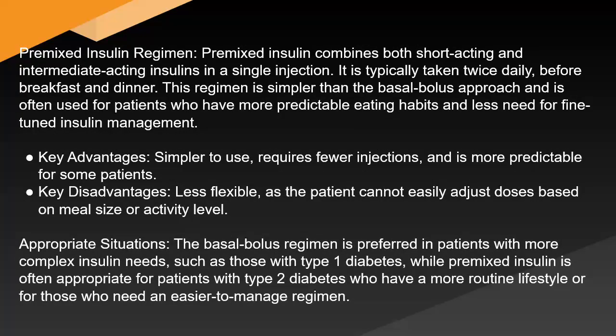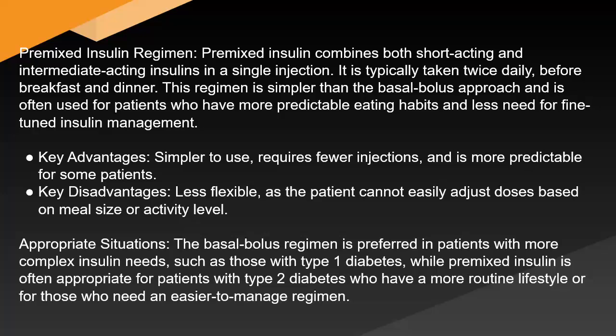Premixed insulin regimen. Premixed insulin combines both short-acting and intermediate-acting insulins in a single injection. It is typically taken twice daily before breakfast and dinner. This regimen is simpler than the basal bolus approach and is often used for patients who have more predictable eating habits and less need for fine-tuned insulin management. Key advantages: simpler to use, requires fewer injections, and is more predictable for some patients. Key disadvantages: less flexible, as the patient cannot easily adjust doses based on meal size or activity level.